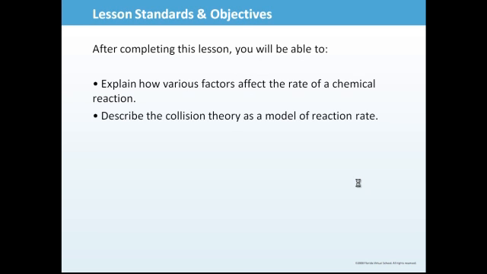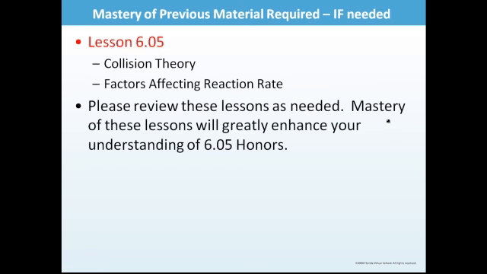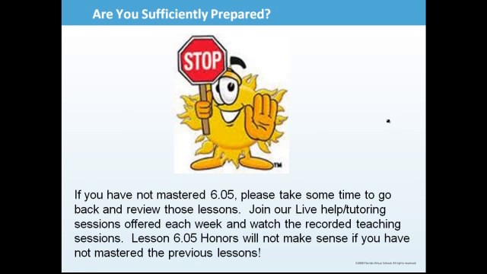Again, for 605, our objectives are to explain how various factors affect the rate of a chemical reaction, using the collision theory as a model for reaction rate. As I already mentioned, you need to make sure you understand 605, the collision theory and factors affecting reaction rate. If you need some help with those, please go back and review that lesson. You can also attend one of the open tutoring sessions to get some help. Make sure you're comfortable with that before you continue into the 605 honors. So with that said, let's jump right into it.